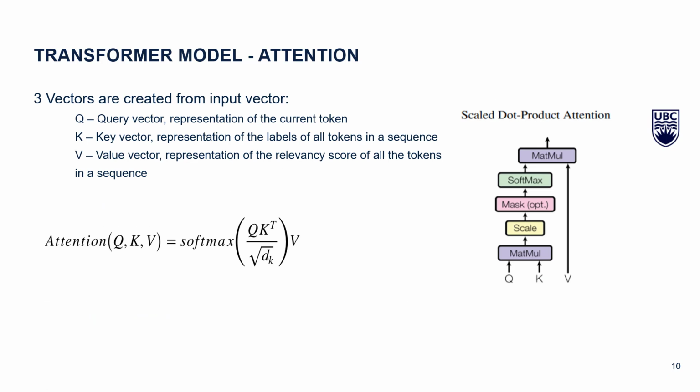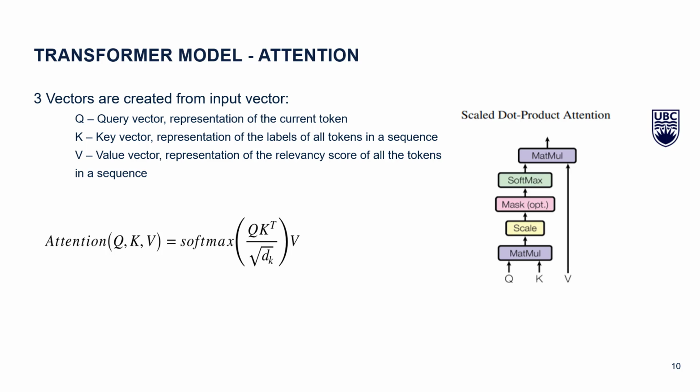So to calculate attention, 3 vectors are created from each of the input vectors. Q, a query vector, which is the representation of the current token. K, a key vector, which is a label representation of all of the tokens in a sequence. And V, a value vector, which will be the relevancy score for all of the tokens in a sentence.